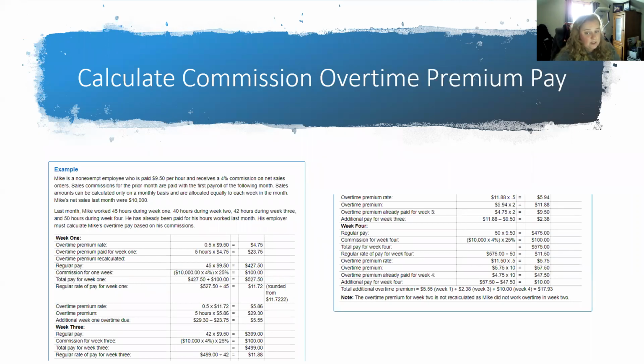So this example is super confusing because he was already paid for the overtime that he worked at the $9.50 an hour. So you're only having to do the difference between what he was already paid and what he earned in commission. That would have changed his regular rate of pay for those weeks. Does that make sense?